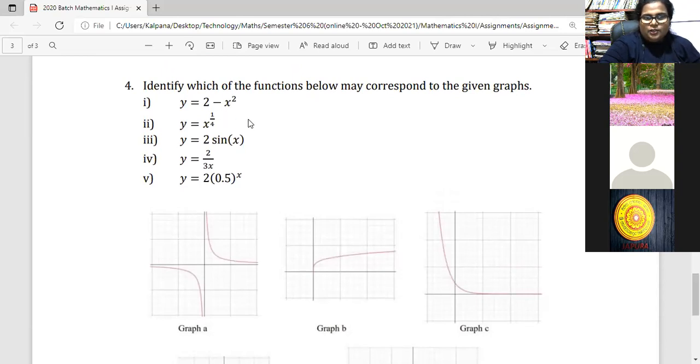We can look at the equations one by one and we can get some idea by using them. Actually, it's better to check the domain of these functions.